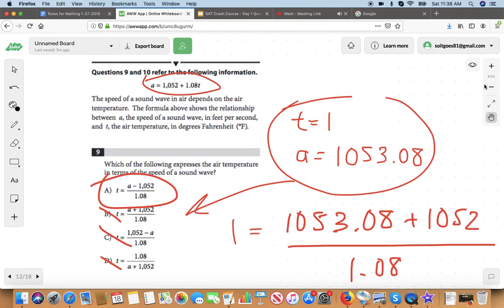But B wouldn't work. That's still too big. It doesn't give you 0 for t. C would work. No, wait, yes, C would give you 0. But D wouldn't. So at the very least, you got A and C. If you're just guessing there, it's a 50-50 shot. That's why you then plug in another value, and you see one works. That's cool. Does that make sense? Yes.